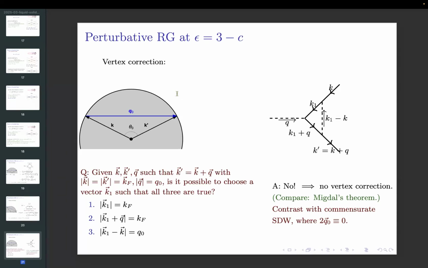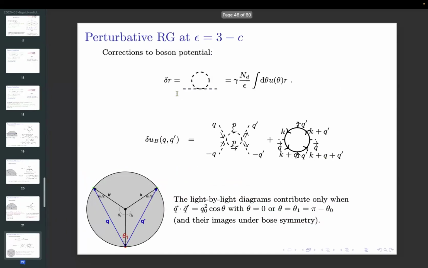This is to be contrasted with what happens in the calculation for a commensurate spin density wave, where twice Q0 is equivalent to 0. And so there is a vertex correction in that case. I suspect that there is a vertex correction at higher loops, but we didn't calculate it yet. Okay, the calculation of the running of R is very simple.